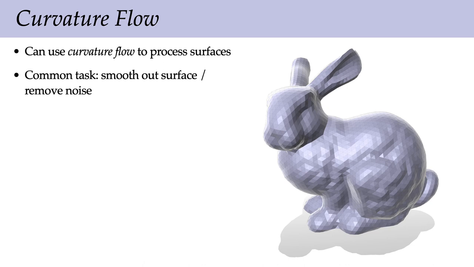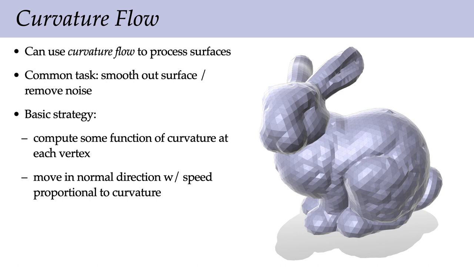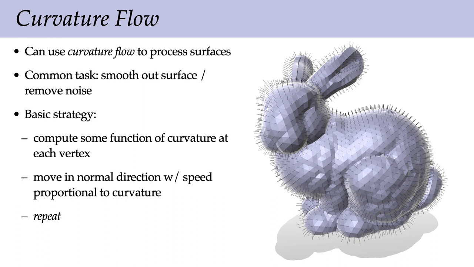The basic strategy, the basic algorithm for a discrete curvature flow, or at least the most simple algorithm, is to go to every vertex of the mesh, compute some kind of curvature quantity, maybe some curvature vector, move the surface in the normal direction with speed proportional to curvature. So just move along this vector. And then repeat for this new surface, compute that quantity again. Do it over and over again.